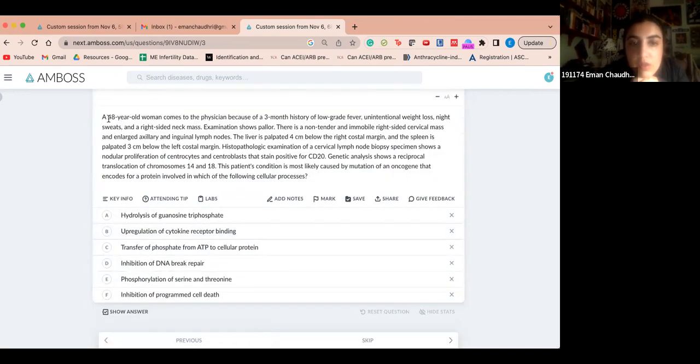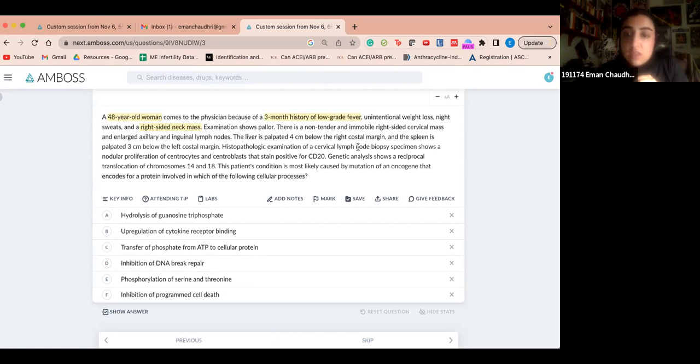Next question. A 48-year-old woman comes to the physician because of a 3-month history of low-grade fever, unintentional weight loss, night sweats, and a right-sided neck mass. Okay. Examination shows pallor. There's a non-tender and immobile right-sided cervical mass and enlarged axillary and inguinal lymph nodes. The liver is palpated 4 centimeters below the right costal margin. Spleen is palpated 3 centimeters below the left costal margin.